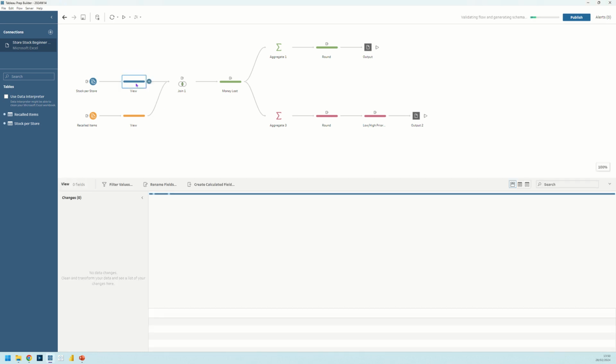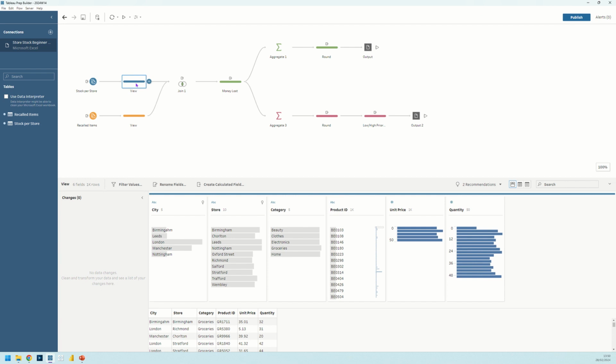So we have these items that are being sold at Superbites supermarket, and we can see all the locations of these stores, the different products that they're selling, how much those products are selling for, and the quantity that they have in stock at the moment.